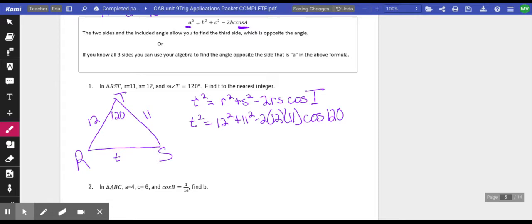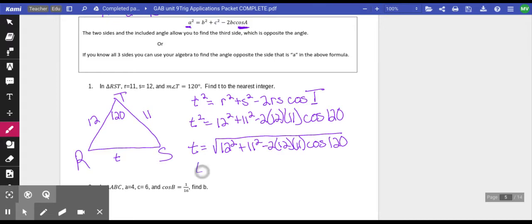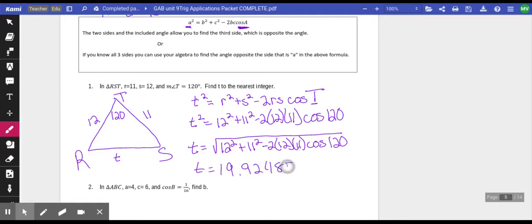In this case, I'm just going to take the square root of both sides, because that's how I get t. In my calculator, I'm going to type the square root of 12 squared plus 11 squared minus 2 times 12 times 11 times the cosine of 120. Make sure your calculator's in degrees. When I enter that, I get t equals 19.92485885. I'm going to round to the nearest integer, so t is 20.